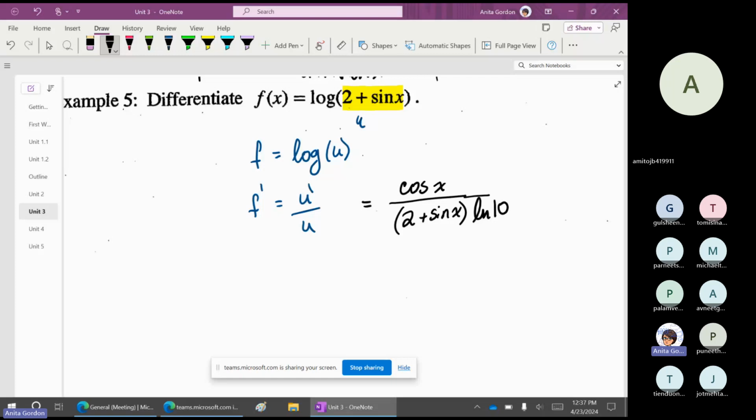The log rule says it is the reciprocal of the inside times the ln of the base. When you see a log with no base, the assumption is 10 because that is just the standard notation. So it's ln 10.